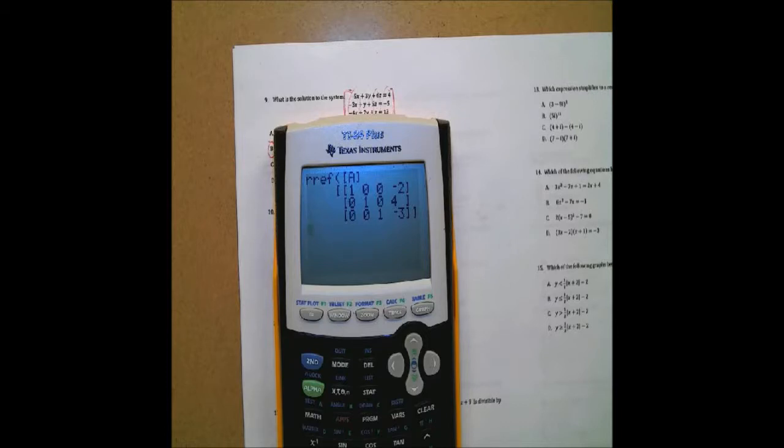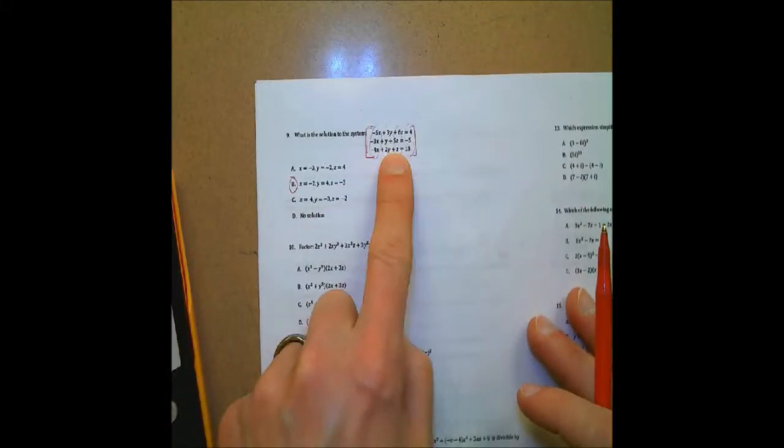So again, you don't need to use the matrix here for this one. You could literally just guess and check each one of these in and see which one gives you a solution to all 3. All right.